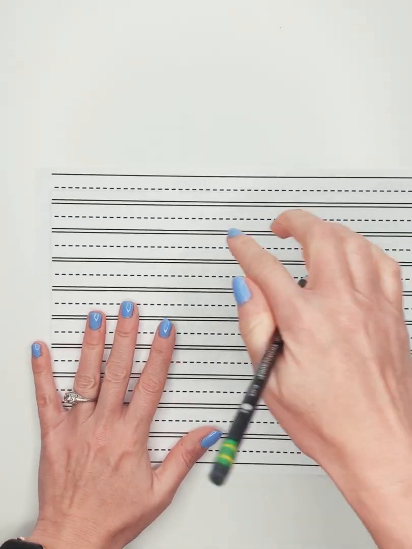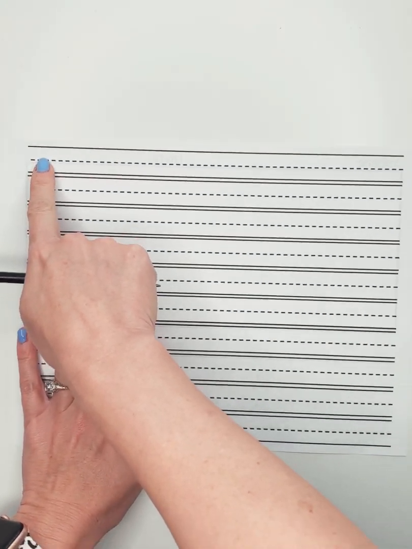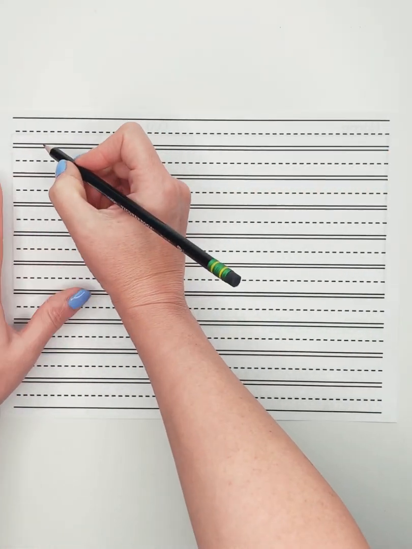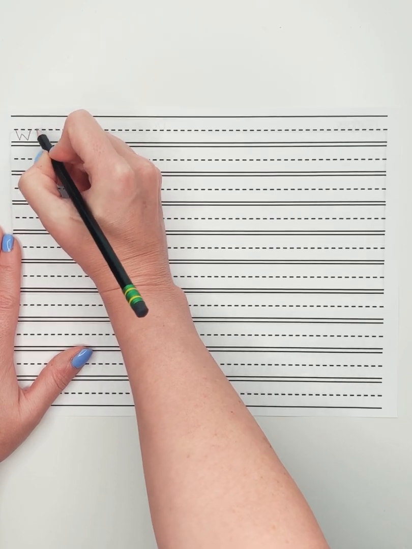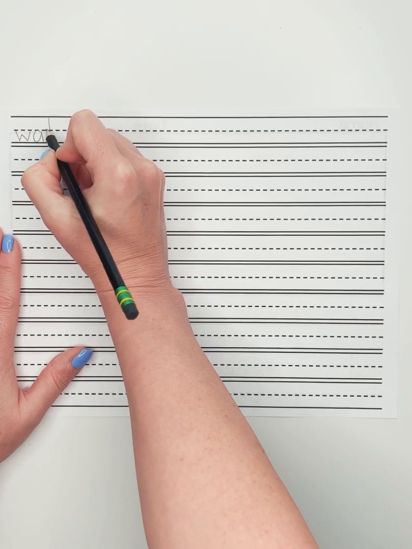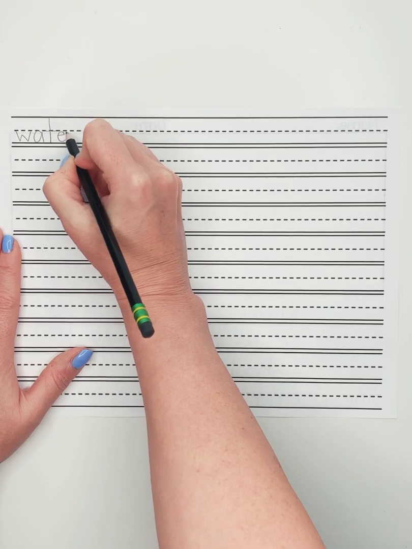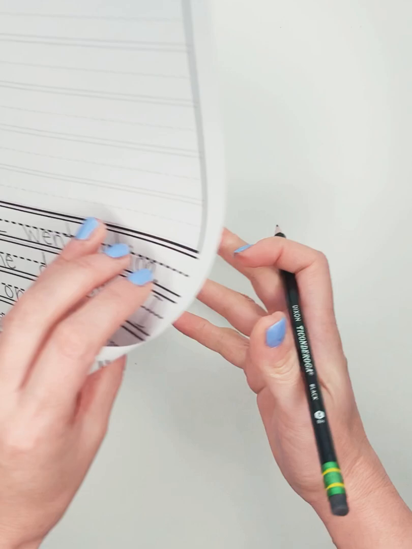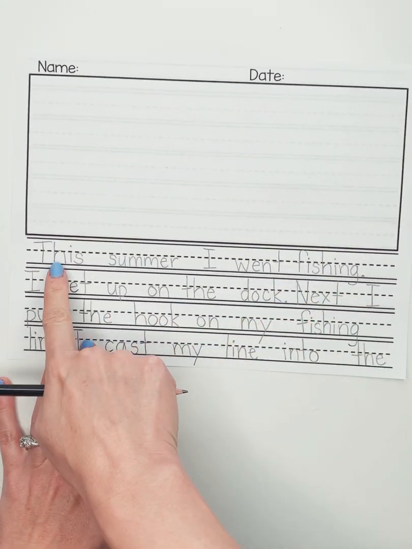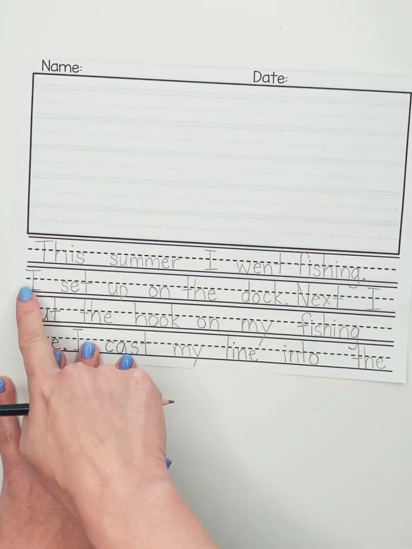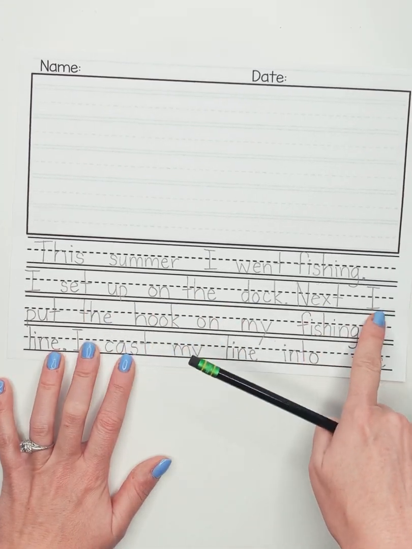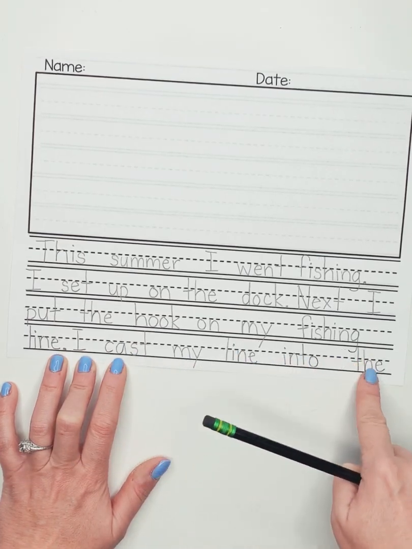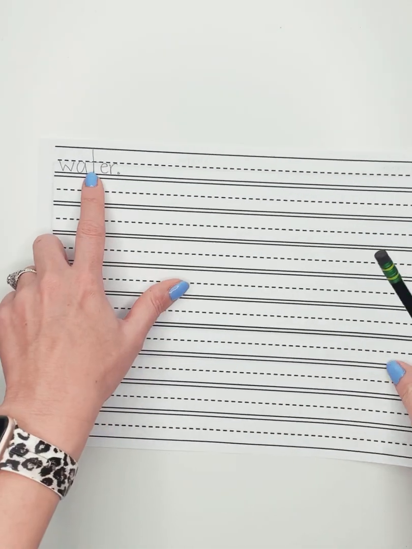And remember, just like when you're reading, when you're writing, we need to start at the top left and keep going. So now I'm writing water. And then my period. Okay, I'm going to reread and make sure it still makes sense. This summer, I went fishing. I set up on the dock. Next, I put the hook on my fishing line. I cast my line into the water.